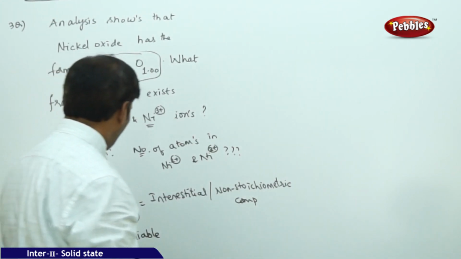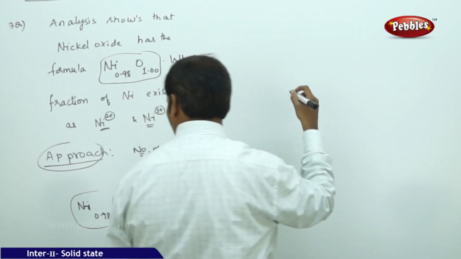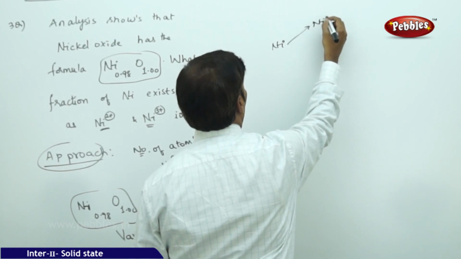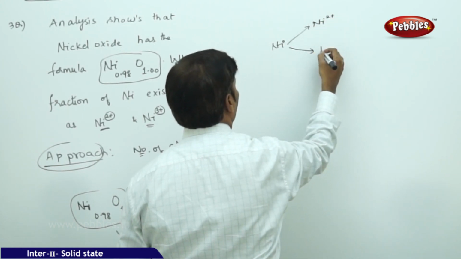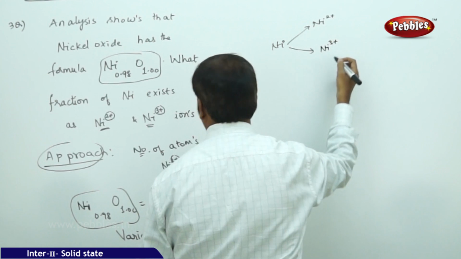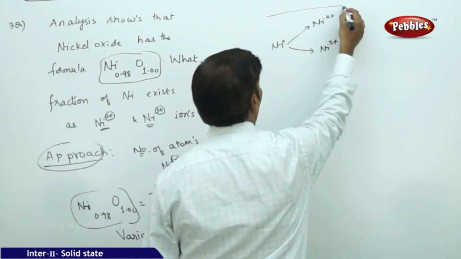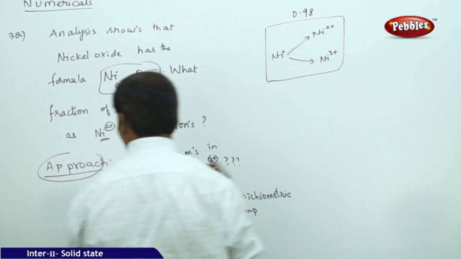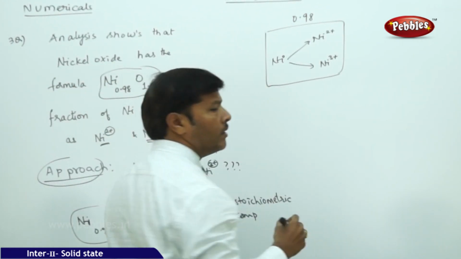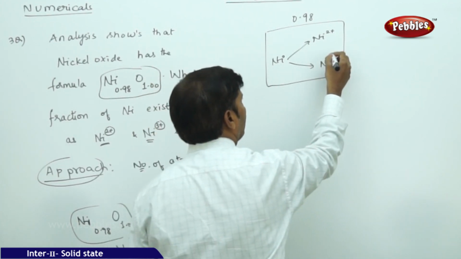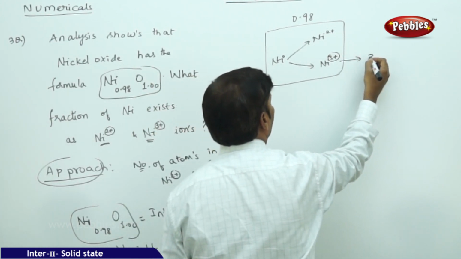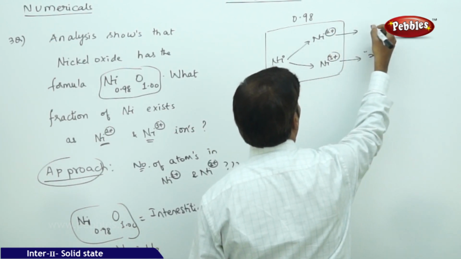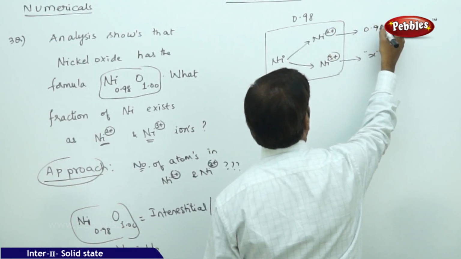So now, because nickel exists in two states, one is Ni2+ and the other is Ni3+. Out of 0.98, the composition of the nickel is 0.98. So with respect to Ni3+, out of 0.98 I will take it as x, and for Ni2+ I will take 0.98 minus x.